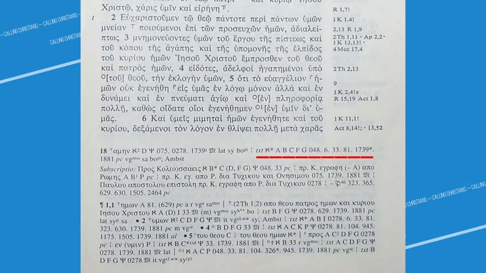What you do not see are the four text types being mentioned here. You don't see the Alexandrian text type, you don't see the Byzantine text type, you don't see the Western text type, and you don't see the Caesarean text type. So we don't see what Samuel promises should be here in the book.